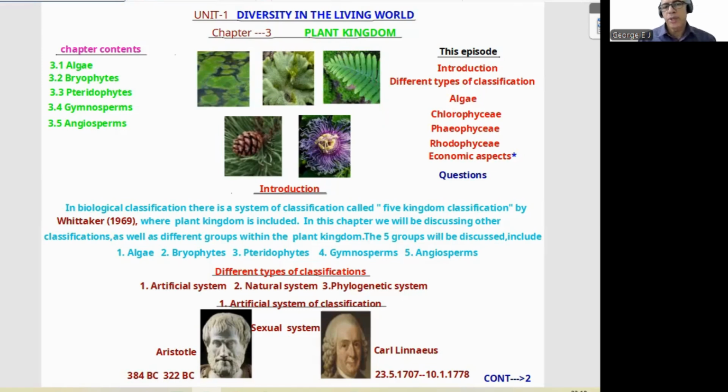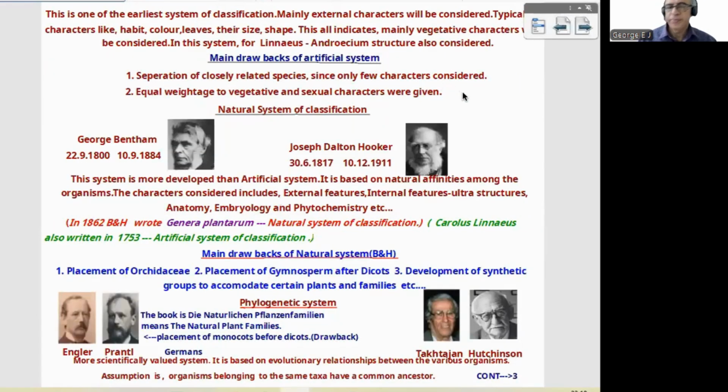One is Aristotle, we know, father of biology. Then Carl Linnaeus, father of taxonomy, whom we studied in the living world. All of their classificatory systems belong to the artificial system. I think the first page is clear, so we can proceed to the second page. This is one of the earliest systems of classification.